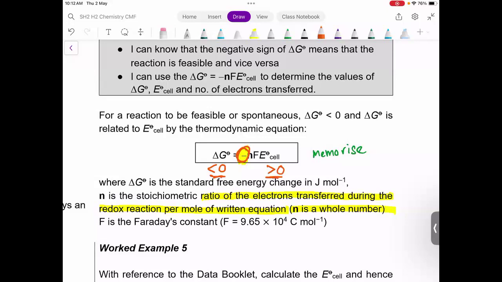Okay, for a spontaneous reaction. And please take note, the letter n over here is the number of electrons transferred during the redox reaction per mole of written equation. So there should be a written equation for reference for you to deduce the number of electrons transferred.